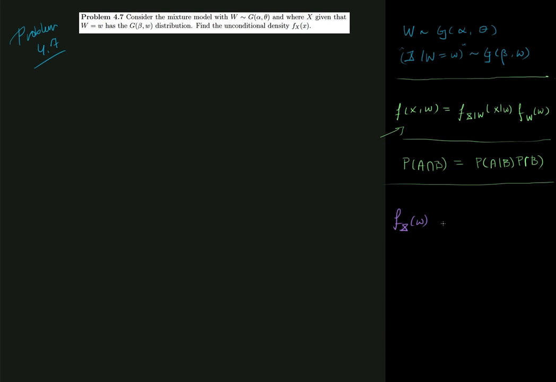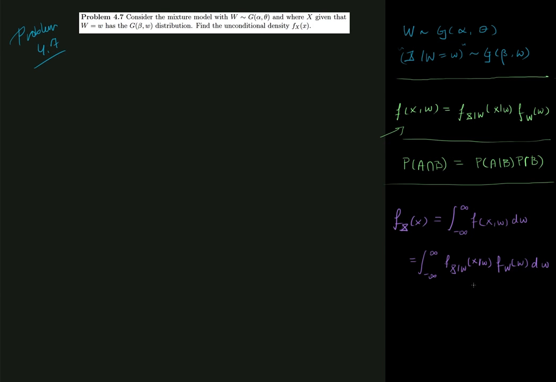We want to find the density of x, evaluated in x, and this is just equal to the integral of the simultaneous density, where we get rid of the variable we don't want by integrating with respect to it. In turn, we can replace this simultaneous density with the conditional density of x given w, multiplied by the density of w.